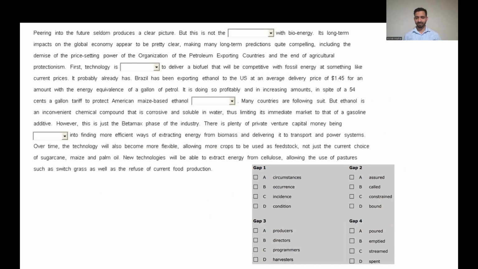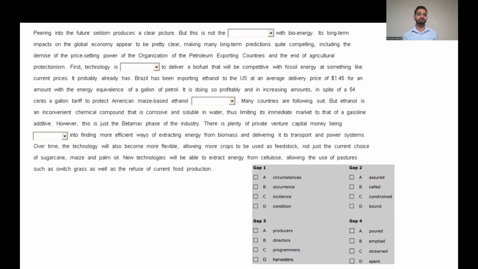That's the correct collocation to use. So it makes sense logically as well. So, this is not the circumstances with bioenergy. I think we're talking about bioenergy. That's our topic. So let's keep reading.